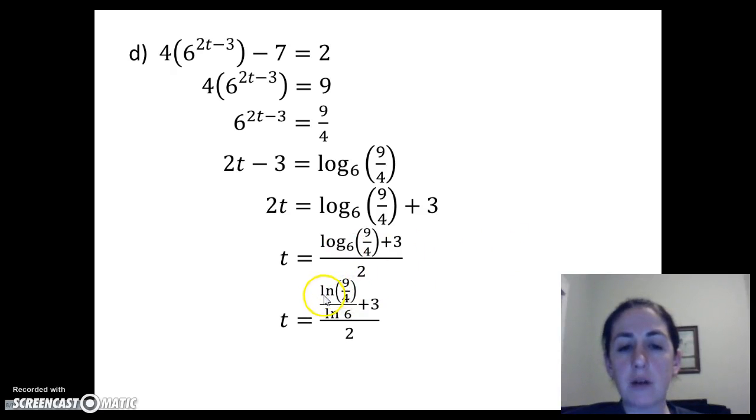And so then I would do the natural log of 9/4 divided by the natural log of 6, figure out what that is. Then add 3, figure out what that is, and then divide the whole thing by 2. If you want to put it in your calculator in one motion, make sure you put the entire numerator in parentheses. And you would get a decimal approximation of about 1.7263.